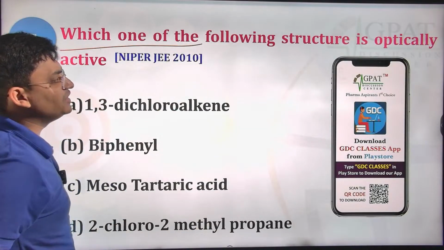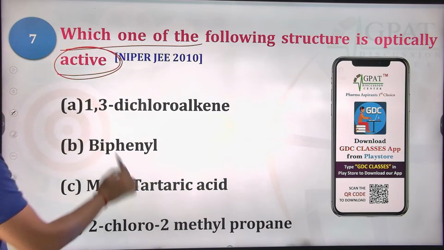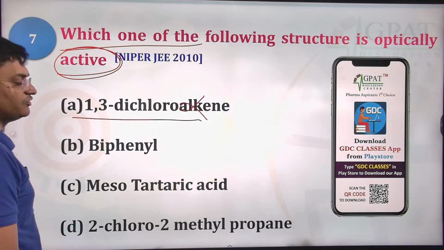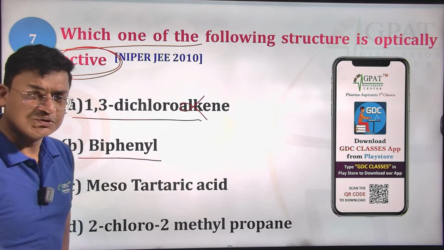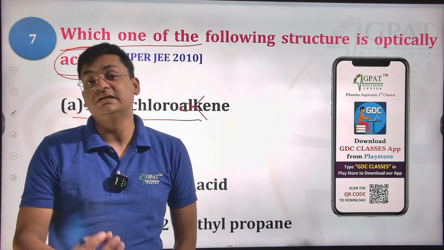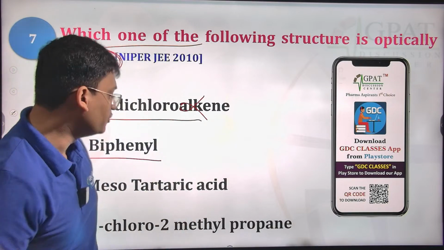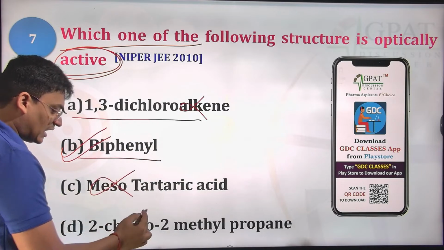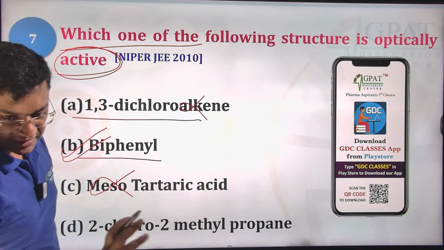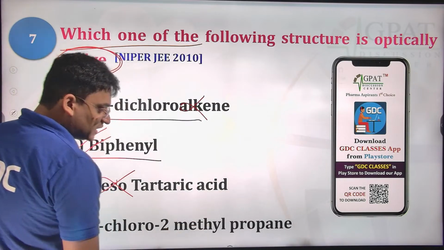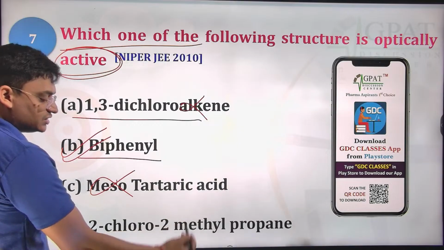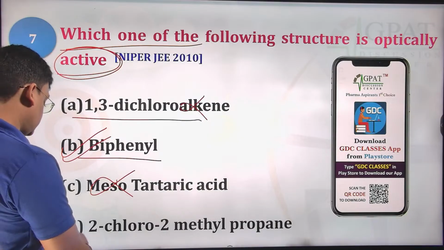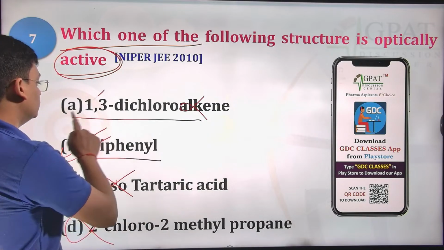Which one of the following structures is optically active? Like 1,3-dichloroalkene? Not at all possible for the case of alkenes. Biphenyl, ortho-substituted biphenyl, so heteroisomerism, that is related to the optical activity of the compound. So yes, biphenyls can show optical isomerism. Mesotartaric acid will not have any kind of optical activity. 2-chloro-2-methylpropane also has no chiral carbon, so no optical activity is possible in this structure as well. So no optical activity in A, C and D.